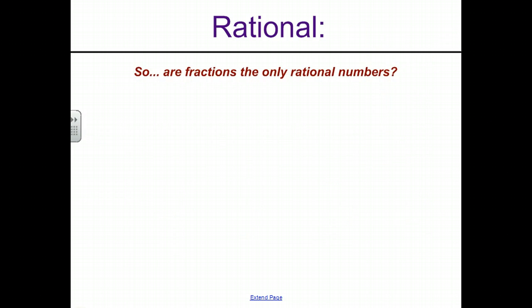So take a second, pause the video, and try to think about what other kinds of numbers can be written as fractions. They may not start as fractions, but what can be written as a fraction? Well, there are two basic other types of numbers that can be written as fractions. One is maybe a little bit less obvious than the other, but let's start off and say decimals.